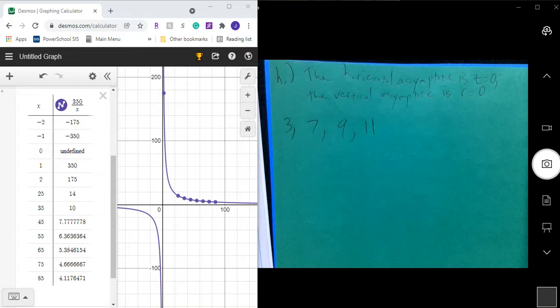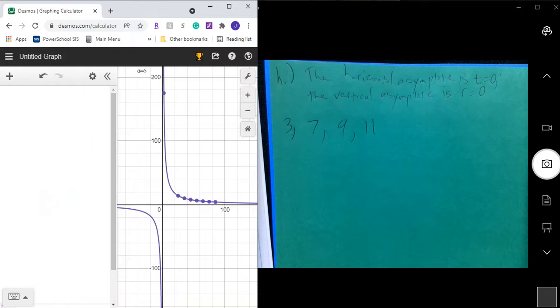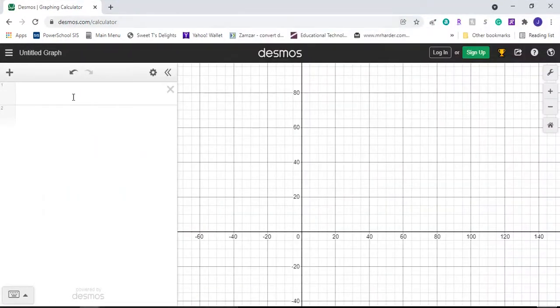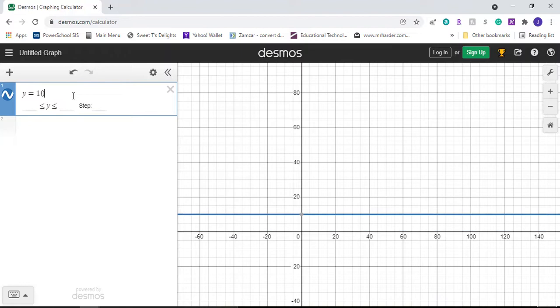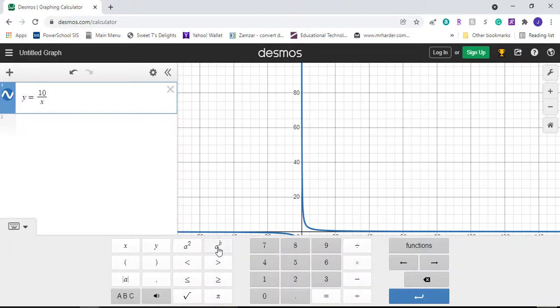So starting with number 3 on page 507, it says match the following functions with the accompanying graphs. The first thing I would want to do, in fact, let me get rid of all of this and expand this here. Okay, first of all, we're going to have y equal to 10 divided by x to the fourth power.